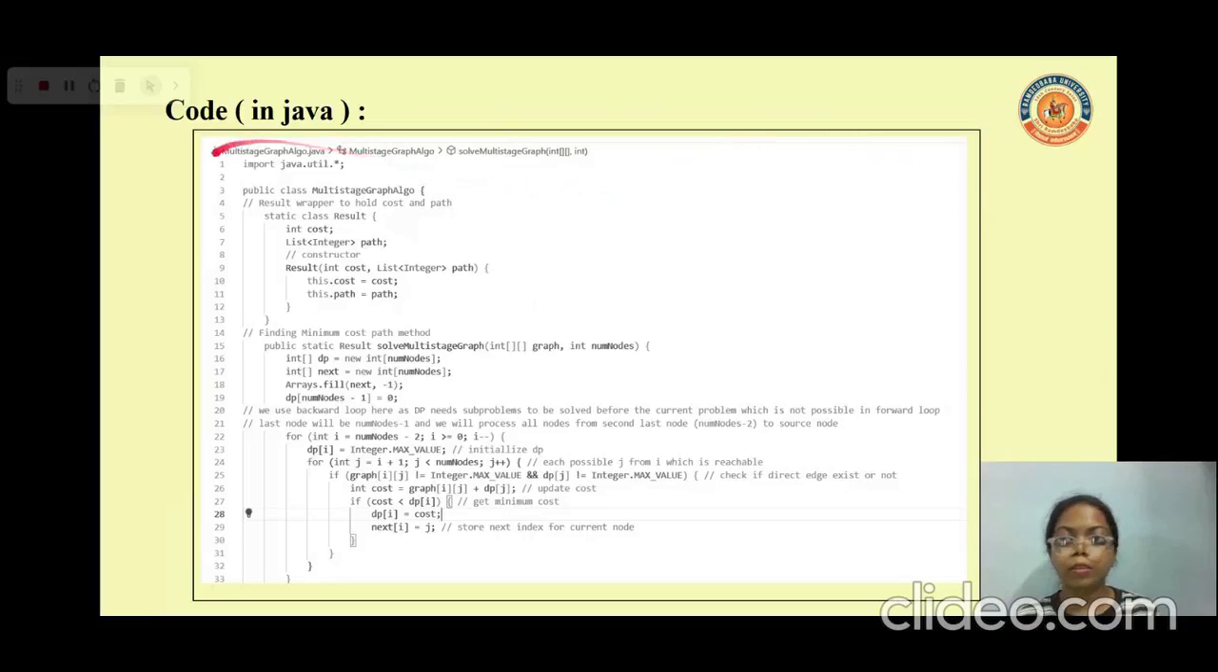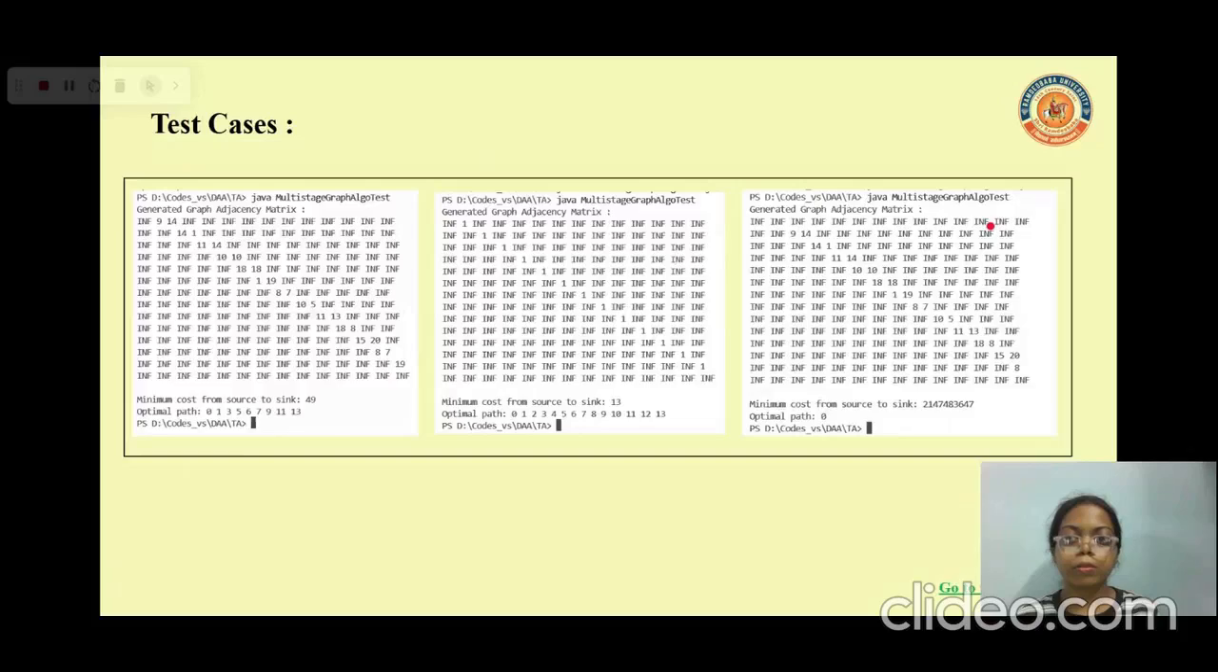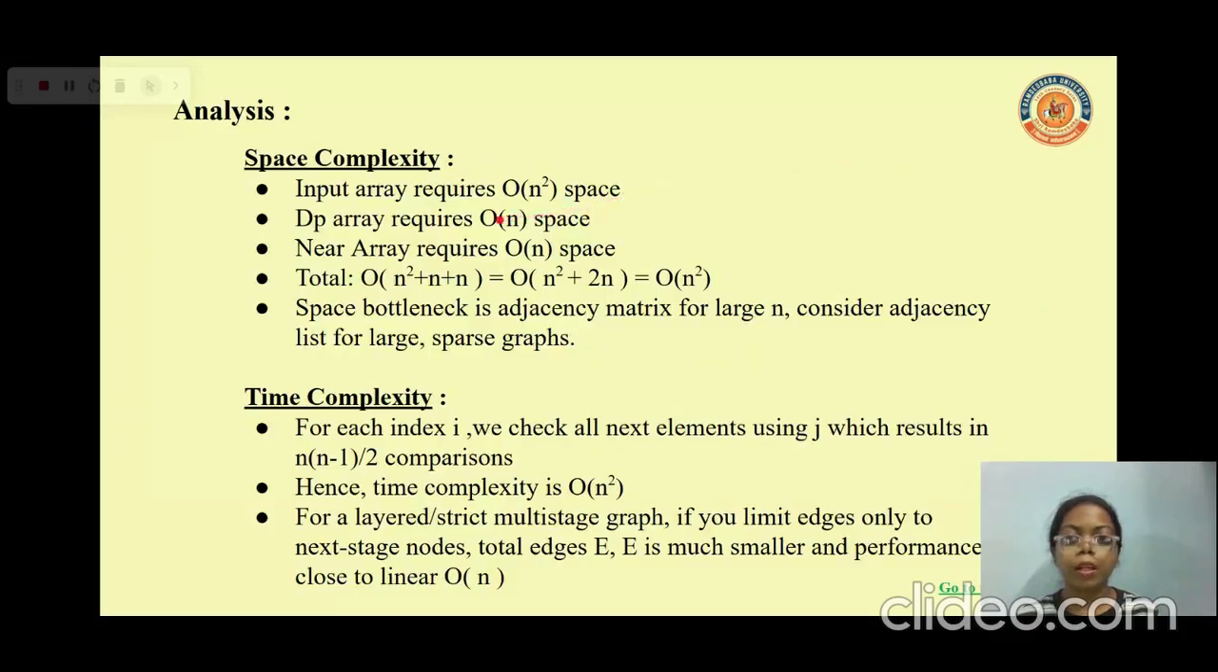This is the Java code for the same steps we have followed. These are the test cases to verify the answer, and as the input is a matrix, it will require O of n square, and the remaining will require O of n, and therefore the overall space complexity is O of n square. And as there are n into n minus 1 by two comparisons, the time complexity remains O of n square. You may get better performance with an adjacency list.